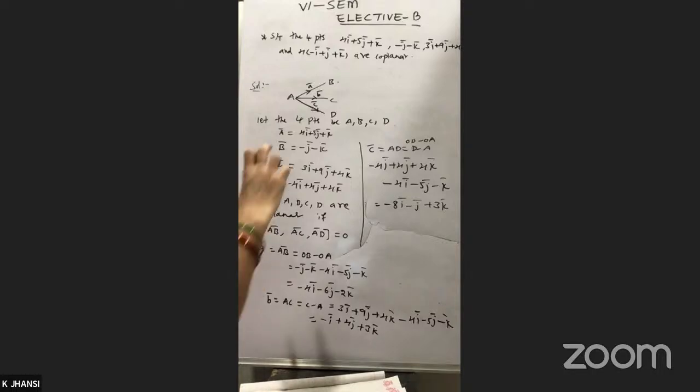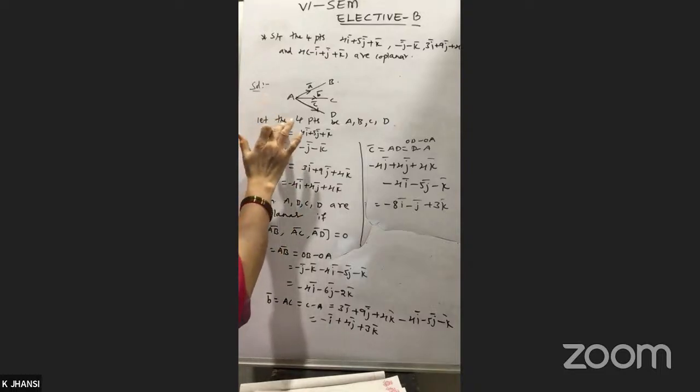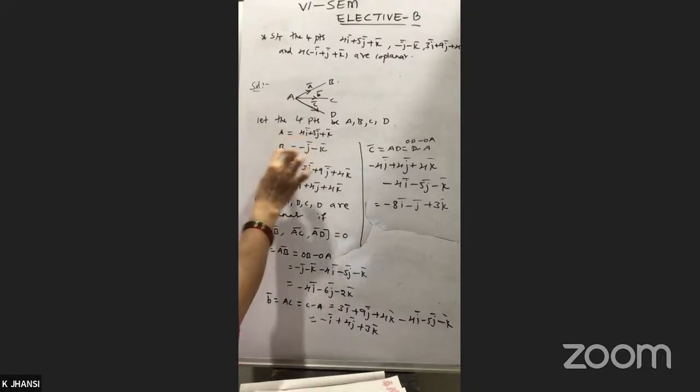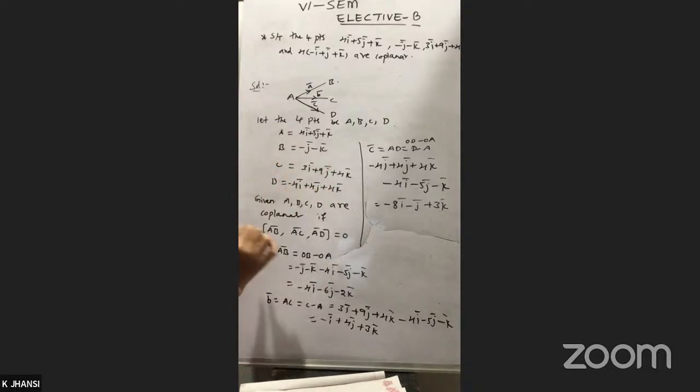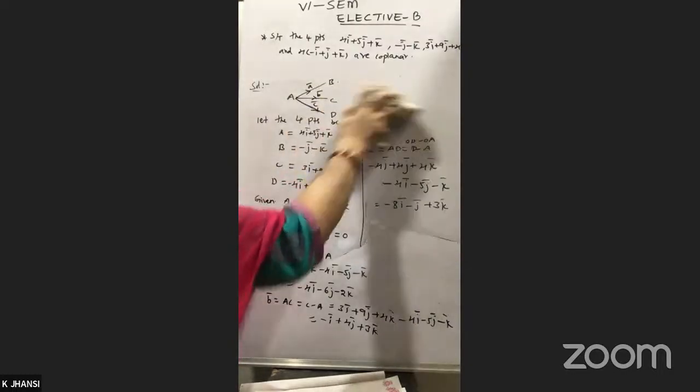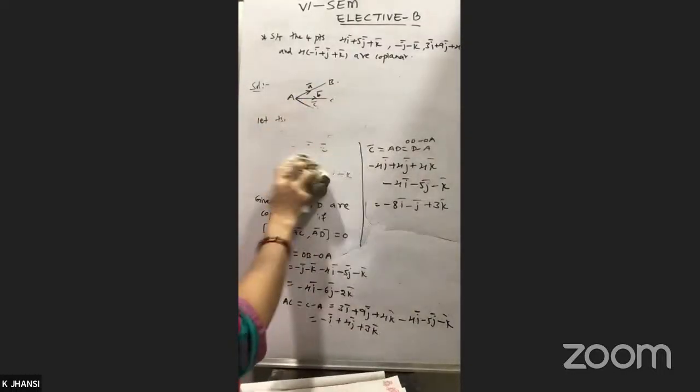With the help of these points we are finding the vectors. Don't write them as vectors here, just write them as points. This is the point A, this is the point B, this is the point C, and this is the point D. With the help of them, we are finding vector A, vector B, and vector C. So we got the A, B, C values. Now to show that they are coplanar, we have to find the determinant of this.